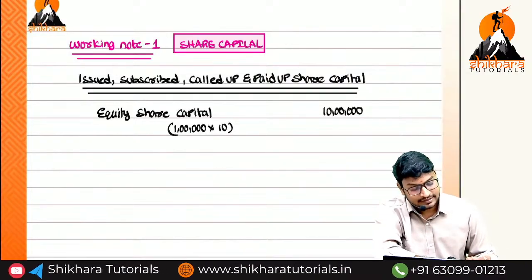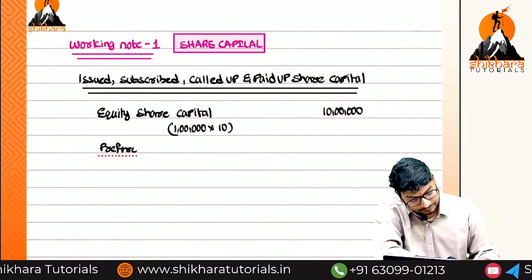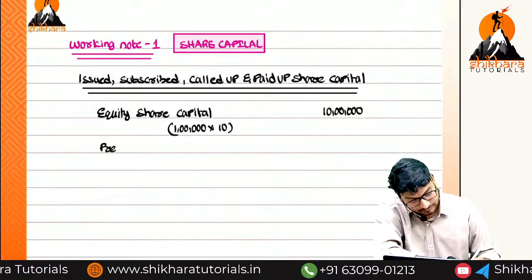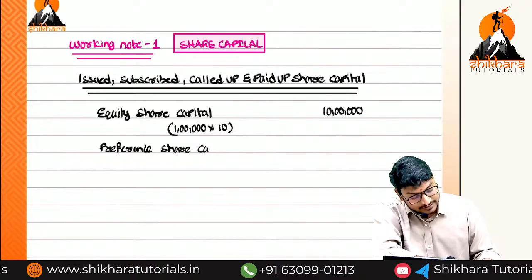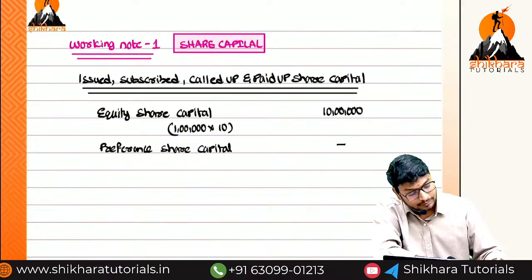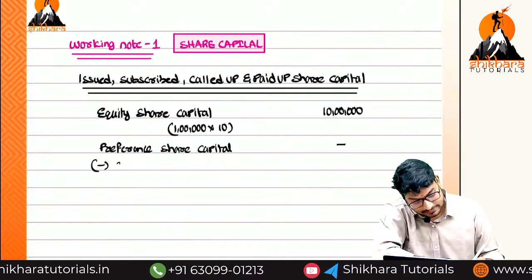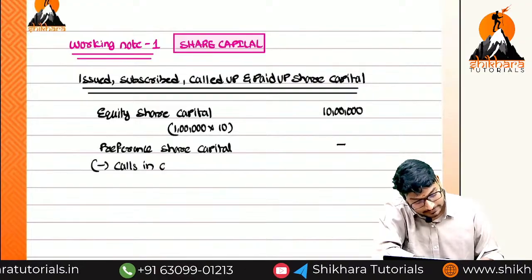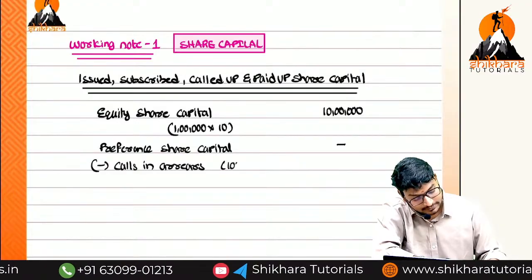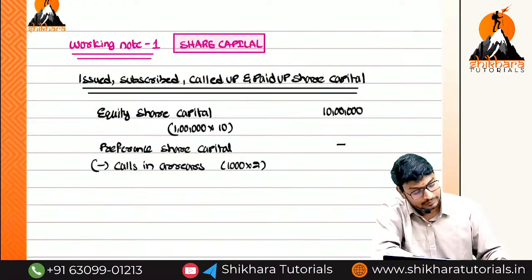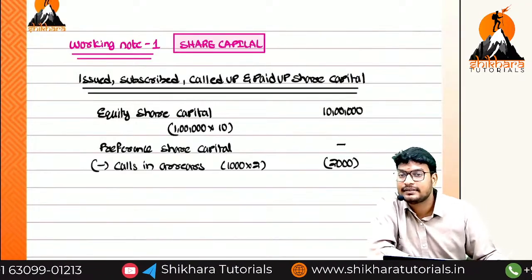Okay, now next, which thing do we have to write, ma? Preference share capital. There is no amount. And next, what do we need to reduce? Calls in arrears. So minus calls in arrears. How much, ma? 1000 into 2. That is equal to how much, ma? 2000, because it is not paid up. That is the reason we are reducing.